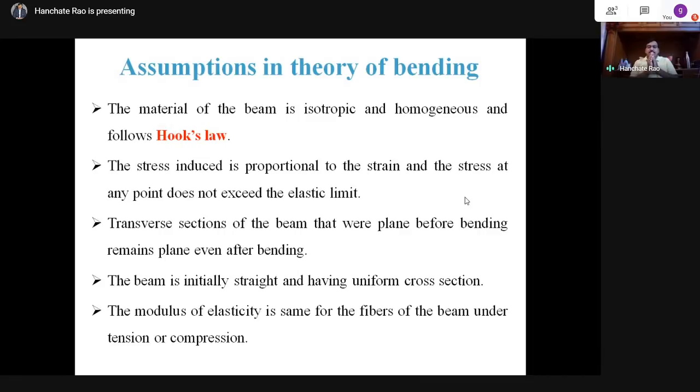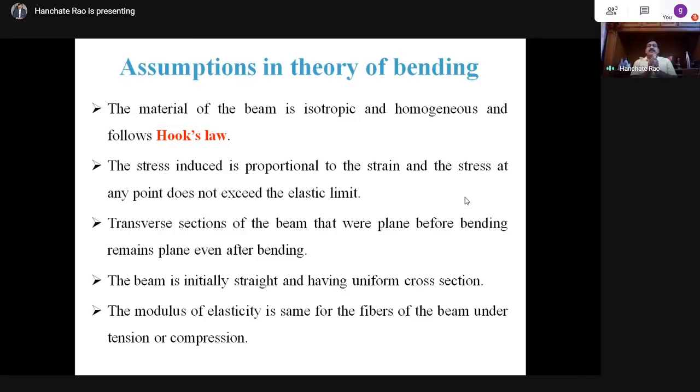The third assumption, which is very important, is that transverse sections of the beam that were plane before bending remain plane after bending also. So see what is happening. You have taken a straight beam, and we have applied certain loads or moment. Because of this, the beam is bending like this, sagging, or the beam may hog up. A sagging is possible or a hogging is possible. Whenever there is sagging or hogging, bending is taking place.